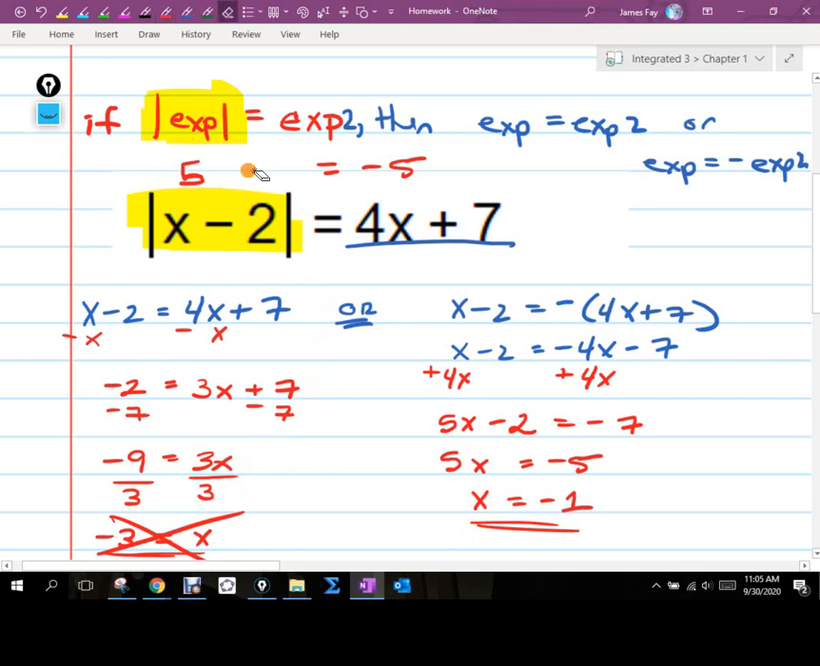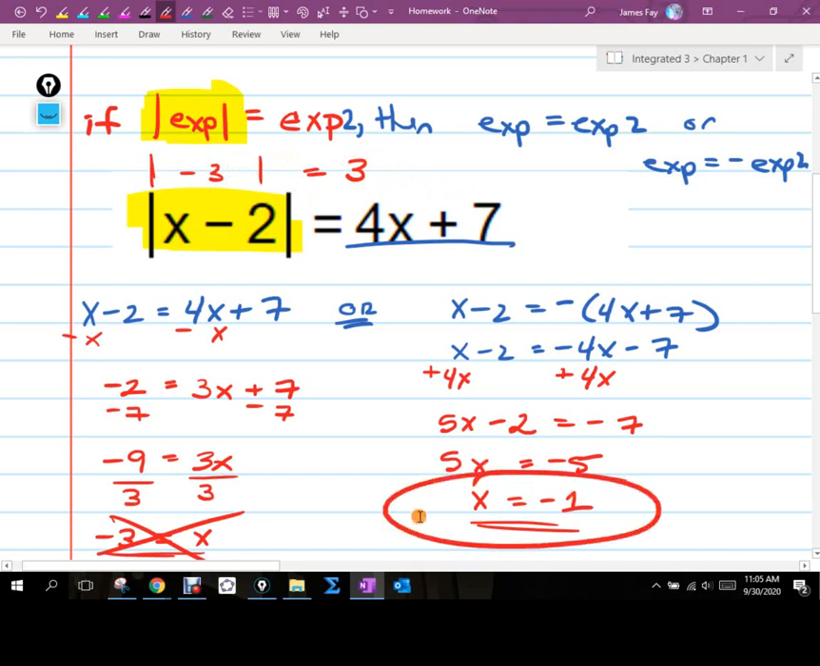If I try -1 as my answer, what's -1 minus 2? Is that -3? So on the right-hand side, I'm going to get 4 times -1, which is -4, plus 7. Is -4 plus 7, is that 3? Now the question is, what's the absolute value of -3? It is 3. So then you would have 3 equals 3, right? And that is a solution.